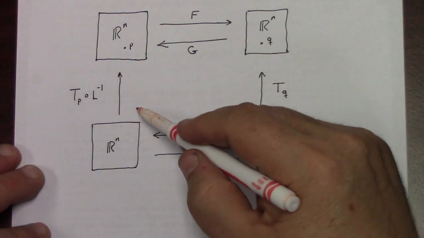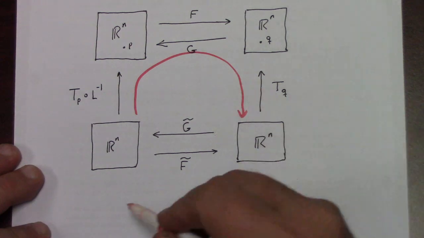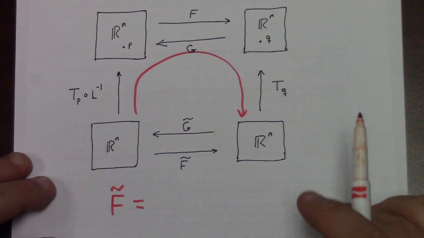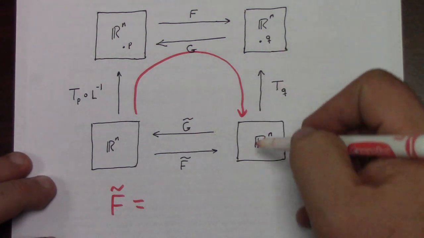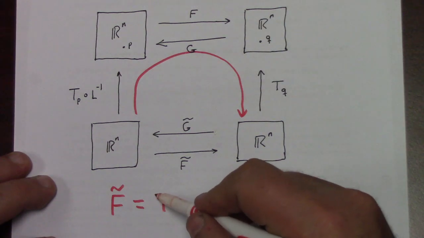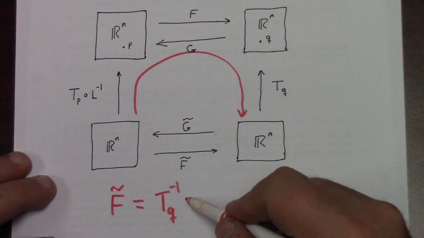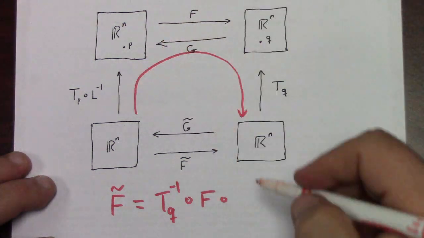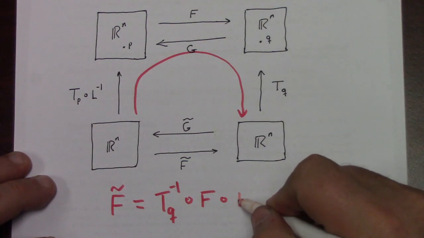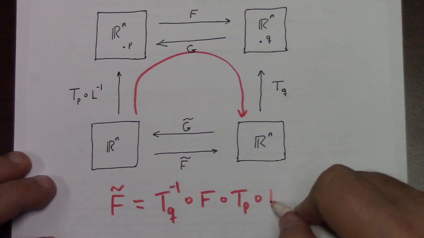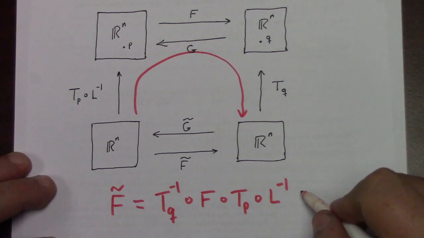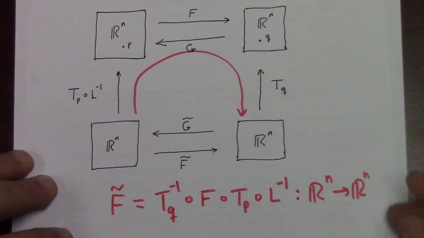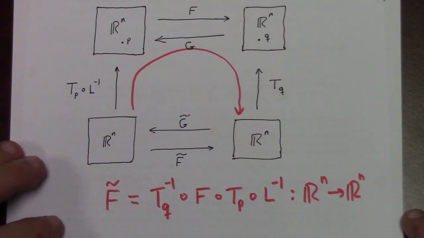So F tilde we can build like this. All right. So F tilde should be equal to, so the last thing that happens is TQ, but it goes the other way. So TQ inverse. And the thing before that was F. And then the thing before that was TP composed with L inverse. That is a mapping from Rn to Rn, and you can show that it indeed satisfies the conditions of the lemma that we just worked out.